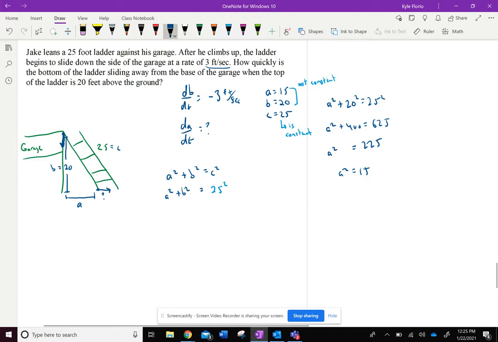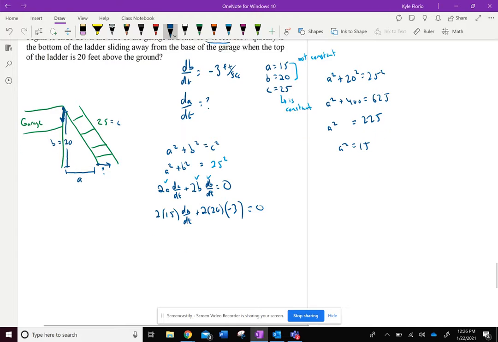So when we do take the derivative of both sides, the derivative of the left side, 2a times the rate of change of a over time plus 2b times the rate of change of b over time, is going to equal, well, the derivative of a constant is 0. So plug in a, b, and the rate of change of b, and then we'll be all set. So 2 times 15 times dA/dt, which is what we're looking for, plus 2 times b, which is 20, times the rate of change of b, which we know is negative 3, equals 0.